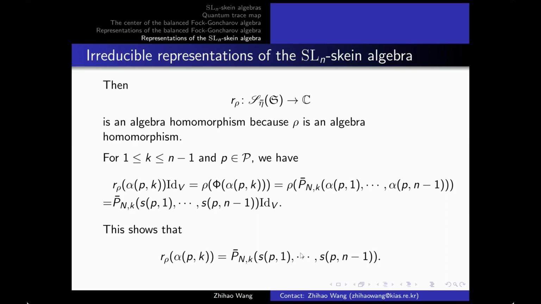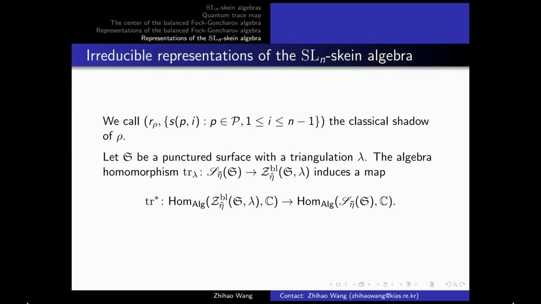I mean, just like the balanced Fock-Goncharov algebra, we should ask, if we have two such data, can we get the irreducible representation? Actually, we call these two data the classical shadow of this rho. And now we are going to look at how, if we have such data, we can find an irreducible representation whose classical shadow is these two data. The answer is partially yes. Until now, the answer is only partially yes. It should be yes for all the cases.